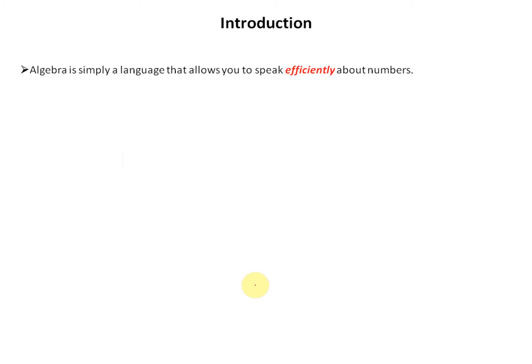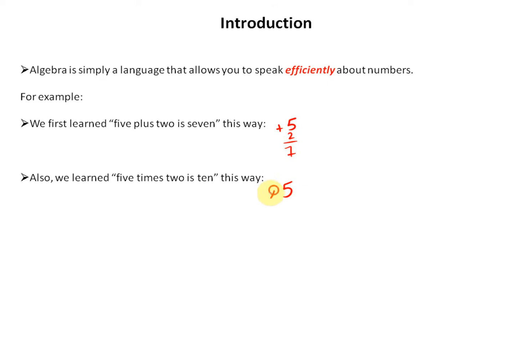Algebra is simply a language that allows you to speak efficiently about numbers. For example, we first learned at school that 5 plus 2 is 7 this way. Also, we have learned that 5 times 2 is 10 this way. Algebra changes this into a more efficient way. 5 plus 2 equals 7 this way, and 5 times 2 equals 10 this way.